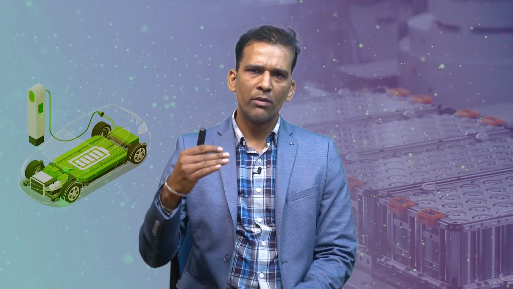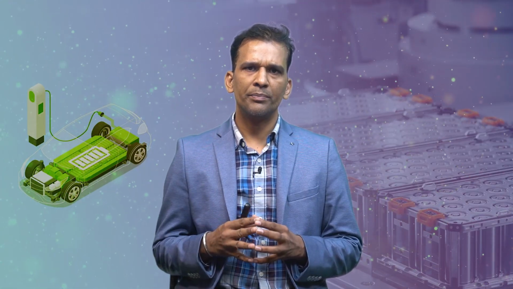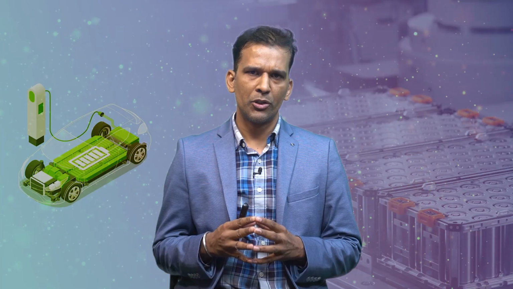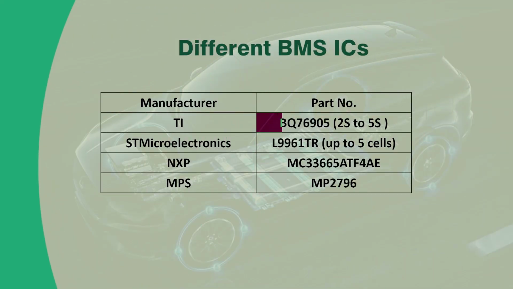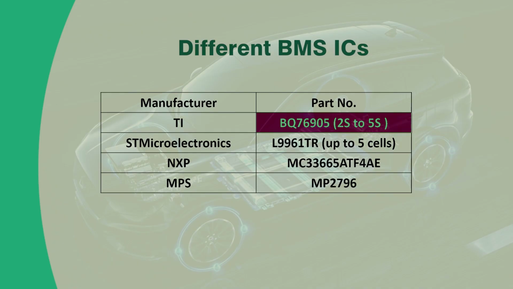They have categorized those BMS ICs on the basis of different applications, because there is a wide variety of lithium ion battery packs, and accordingly we have a wide variety of BMS ICs. As you can see, I have mentioned one part number from Texas Instruments, the BQ76905. This IC has 2 cell to 5 cell battery management capability. So this part number can be used for small applications. However, it cannot be used for higher applications where we require more power.